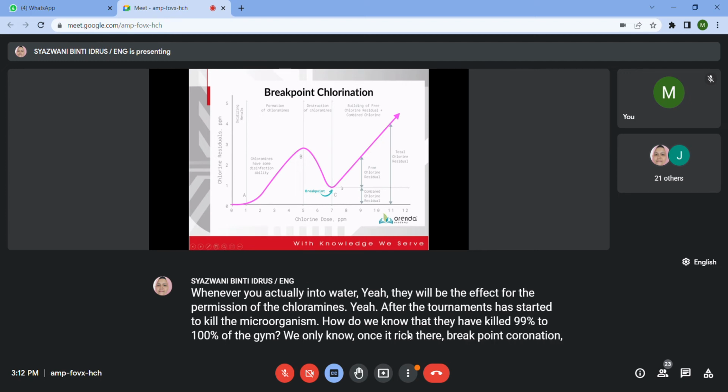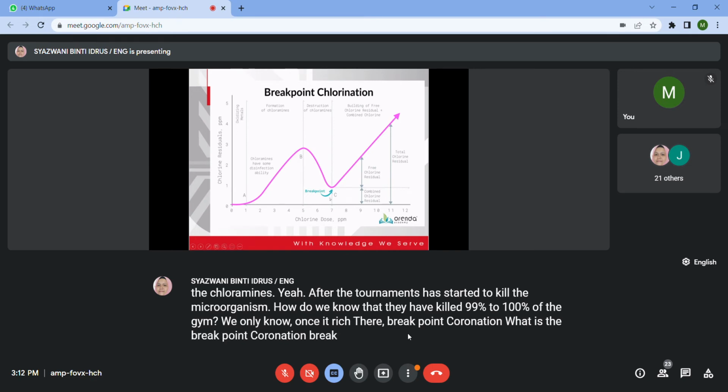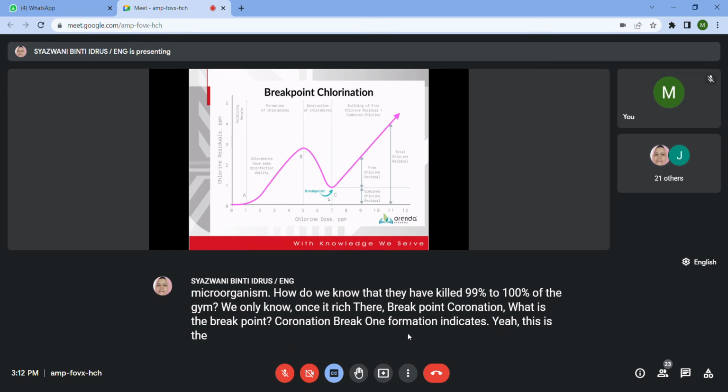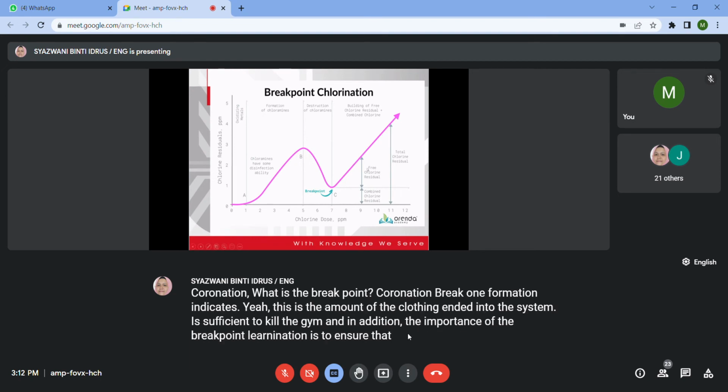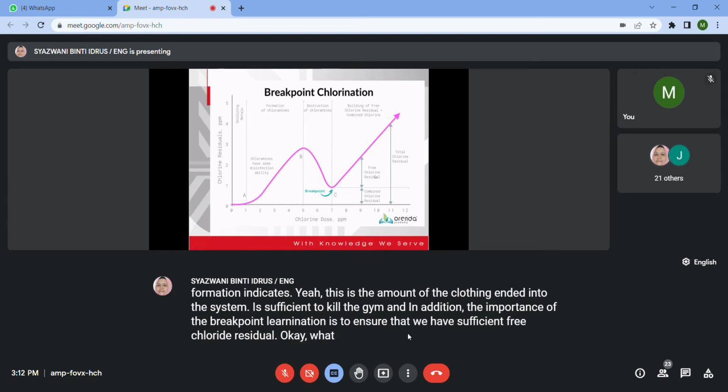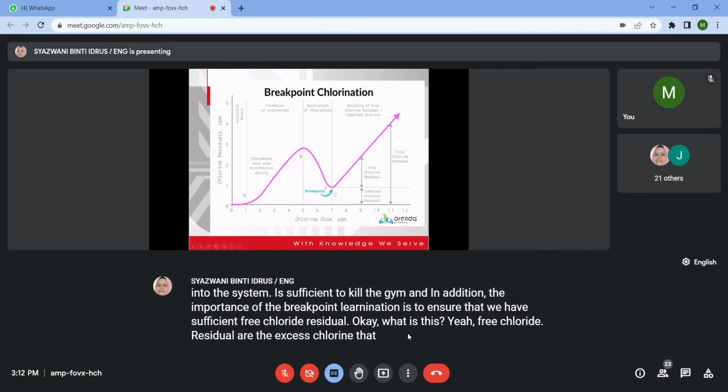What is the breakpoint chlorination? Breakpoint chlorination indicates that the amount of chlorine added into the system is sufficient to kill the germs. In addition, the importance of breakpoint chlorination is to ensure that we have sufficient free chlorine residual. What is this? Free chlorine residual is the excess chlorine that exists in treated water after the disinfection process.